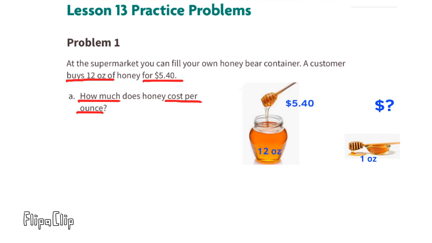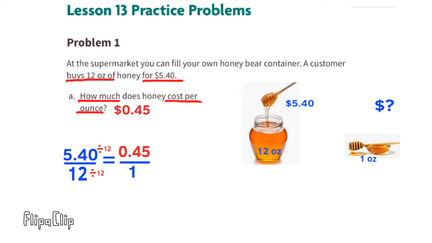12 ounces of honey costs $5.40. 1 ounce of honey would cost $5.40 divided by 12. 12 ounces of honey divided by 12 equals 1 ounce, and $5.40 divided by 12 equals 45 cents. So 1 ounce of honey costs 45 cents.